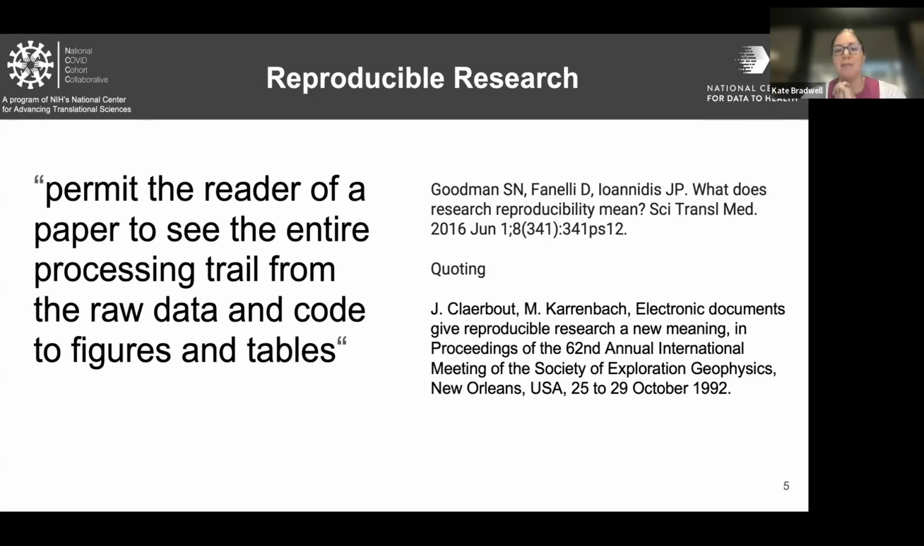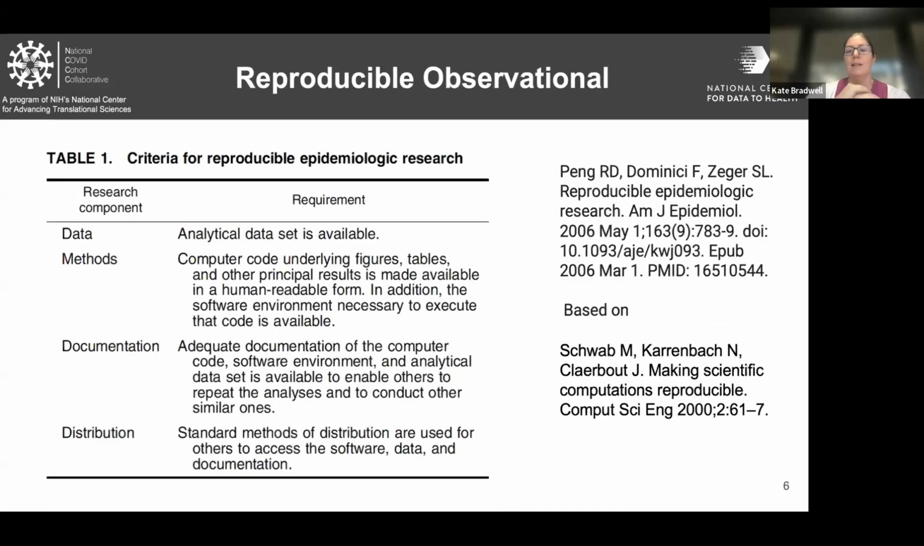So what is reproducible research? So we want to permit the reader of a paper to see the entire processing trail from the raw data and code to figures and tables. So the criteria for reproducible epidemiologic research includes components such as data methods, where you're making your code available in an understandable form, documentation, so adequate documentation of any code, software environment, for example, packages used, and distribution, so standard methods, software, data and documentation.